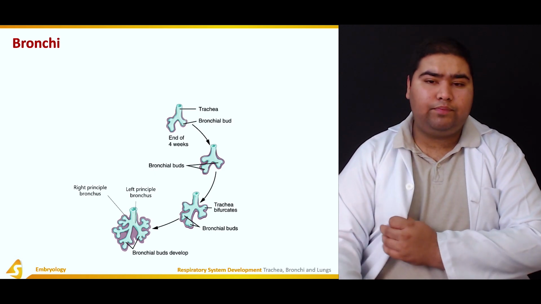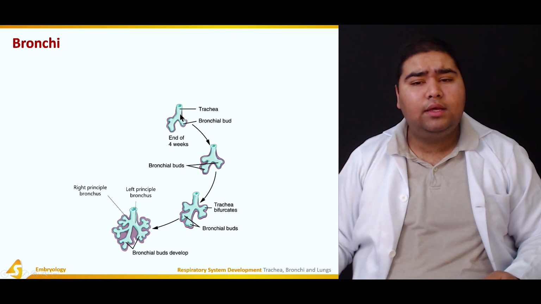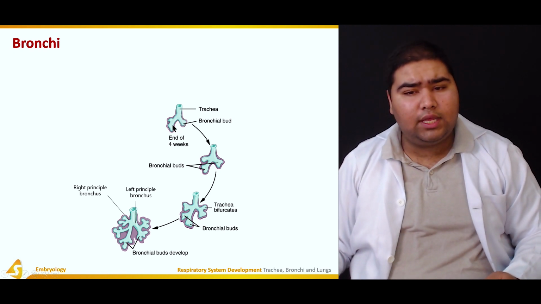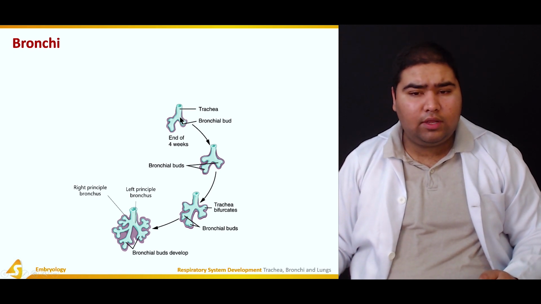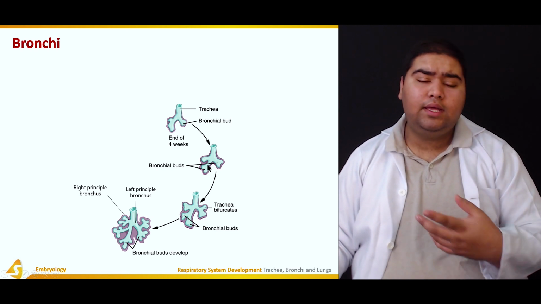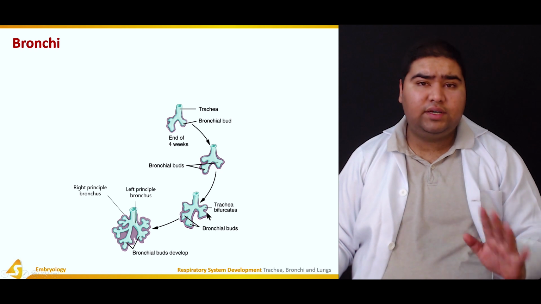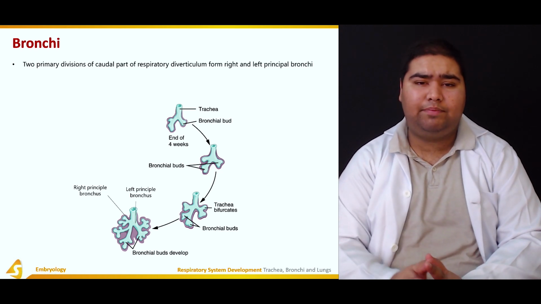So now we see the bronchi. The trachea has been formed. Now the trachea divides into the bronchial buds. This is by the end of the 4th week. These are two bronchial buds being formed, the right and left bronchi. They further subdivide into further generations of the bronchi. We'll see how that happens.